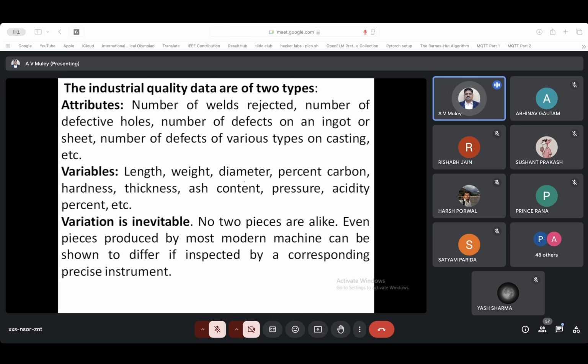Variation is inevitable. No two pieces are alike. मैंने जैसे एग्जांपल दिया कि दो चीजें एक जैसे हो नहीं सकती. Even pieces produced by the most modern machine can be shown to differ if they are inspected by a corresponding precision instrument. तो एक ही इंस्ट्रूमेंट से मेजर करोगे, एक ही लॉट में से मेजर करोगे तो आपको वेरिएशन दिखाई देगा उसमें.